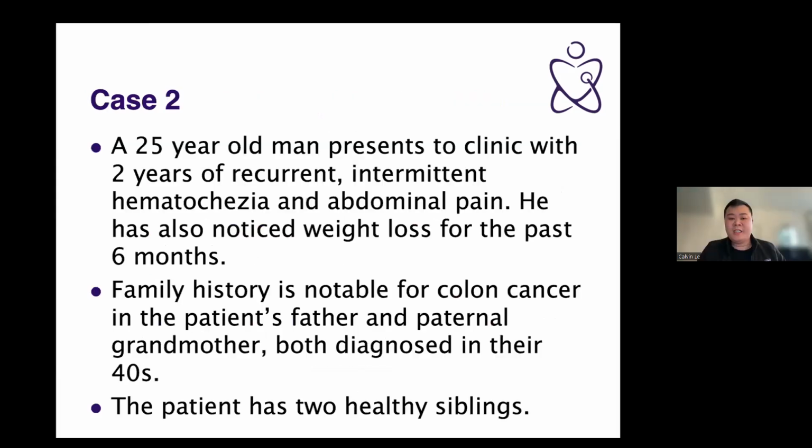All right, so I'll move on to a second case. Case 2: a 25-year-old gentleman presents to clinic with 2 years of recurrent and intermittent hematochezia and abdominal pain. For the past 6 months, he's also noticed some intermittent weight loss. He was asked about family history. It's notable for colon cancer, both in the patient's father and paternal grandmother, both diagnosed in their 40s. And similarly, the patient has 2 healthy siblings.